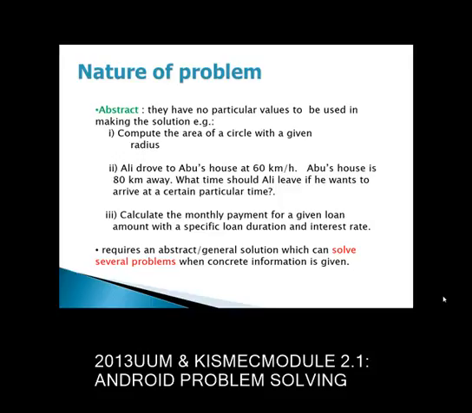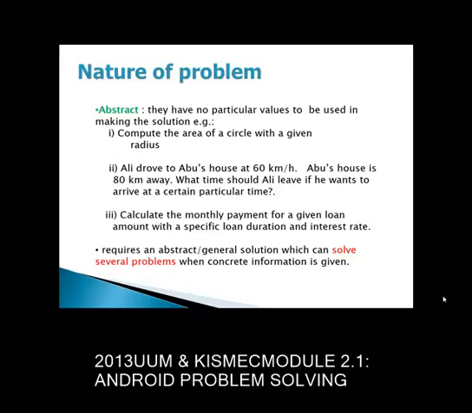The value is only given at 60 km per hour, and then Abu's house is 80 km away, and the application should provide the time that Ali leaves at a certain particular time. Although there are some parameters given, the solution is abstract.